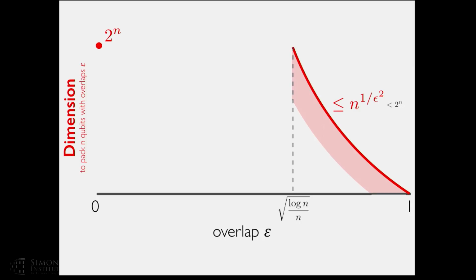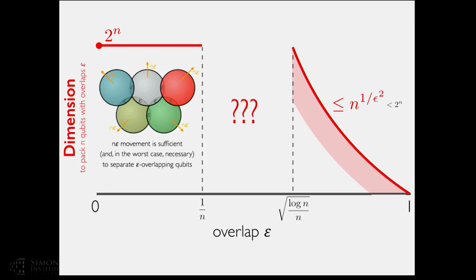Here I've plotted n to the 1 over epsilon squared versus the overlap on the x-axis. And you can see that if epsilon is more than about root log n over root n, the dimension is less than 2 to the n. So if epsilon is sufficiently large, you get an improvement. On the other hand, if epsilon equals 0, if they don't overlap at all, then you really do need 2 to the n dimensions. They're in tensor product.